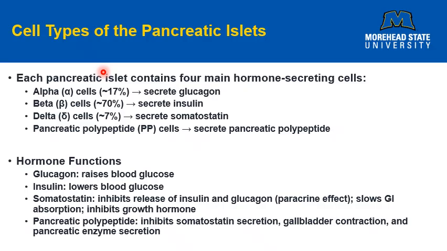Somatostatin inhibits the release of insulin and glucagon. It's a paracrine effect, which helps to slow your GI absorption, and unfortunately, this can lead to inhibition of growth hormones. That makes sense because we're impacting sugar levels, which impact our ATP levels, allowing for secretion and production of other hormones. Pancreatic polypeptide inhibits somatostatin secretion. This helps with gallbladder contraction and pancreatic enzyme secretion into the GI tract, allowing you to digest the foods.